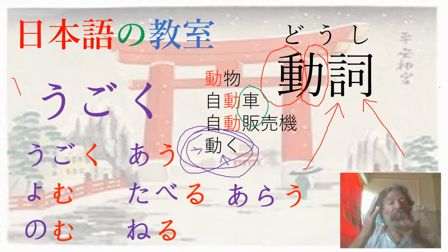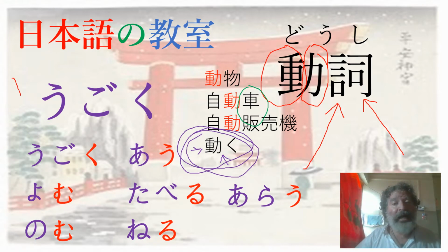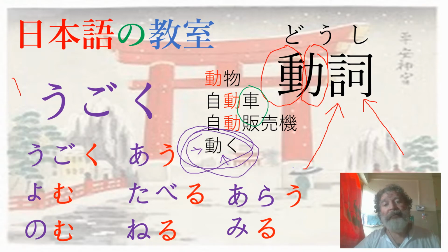So, kao araimasu. Okimasu. We're going to talk about getting up in the morning, washing the face, eating breakfast, eating lunch, etc. And miru. Miru is to see. Okay, so these are our verbs that we're going to be looking at today. Doshi o korekara benkyou shimasu. Korekara doshi no benkyou o shimasu.